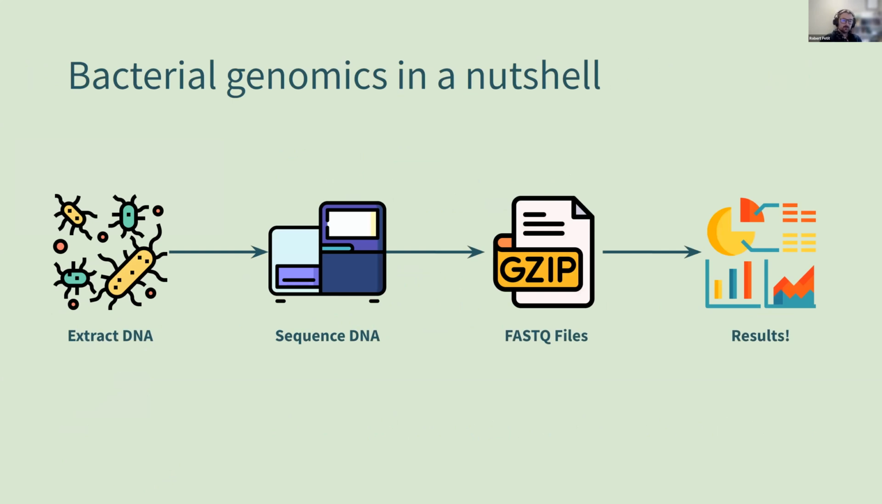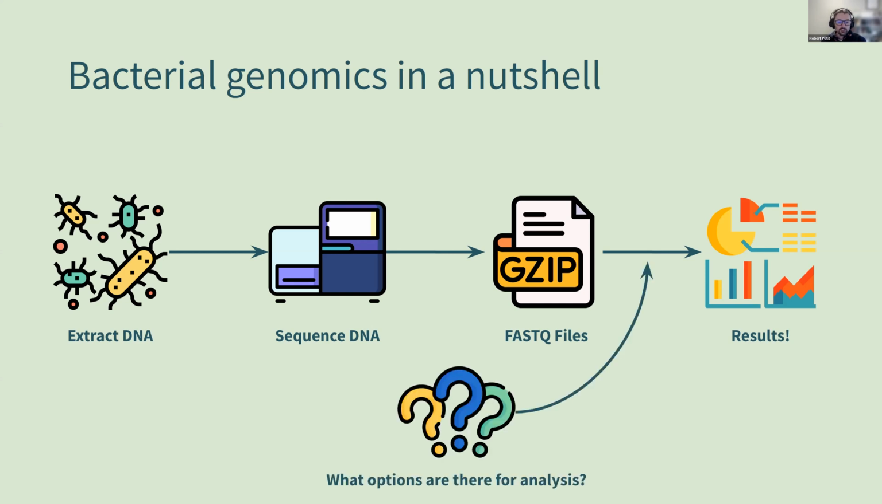I think this is one of those slides that sums up all of bacterial genomics in 4 images. It's pretty standard. You grow your bacteria, extract the DNA. Sometimes you don't even grow the bacteria, you just take from the sample directly. And then you sequence the DNA. You're given these FASTQ files, and then you want to generate some results. Oftentimes, it's generating the results that becomes the question: how do I get there, and what options are available for analysis?